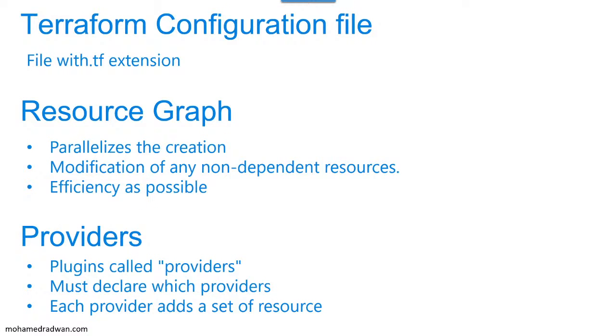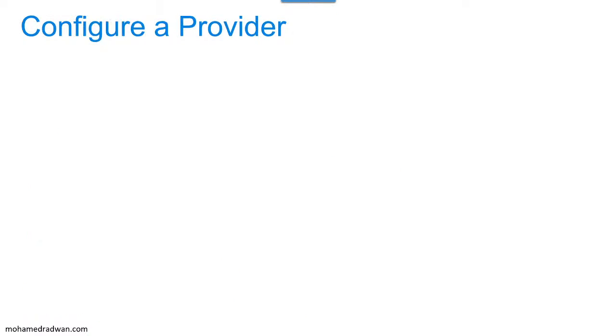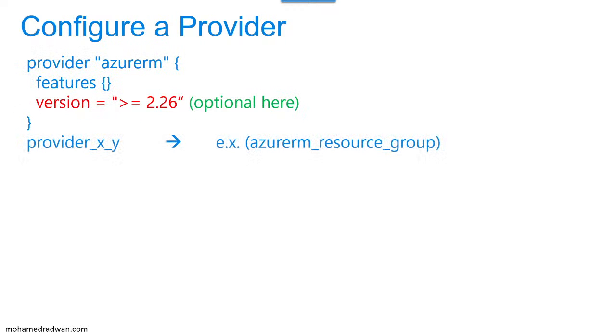So, configure a provider. To configure a provider, you just need to have a provider block, which includes the version. And as you can see, once you configure the provider, here azurerm, all the resources will start with azurerm_x_y based on the resource.